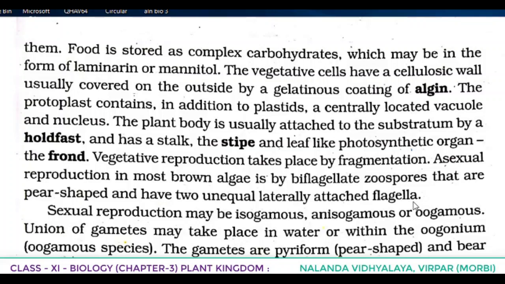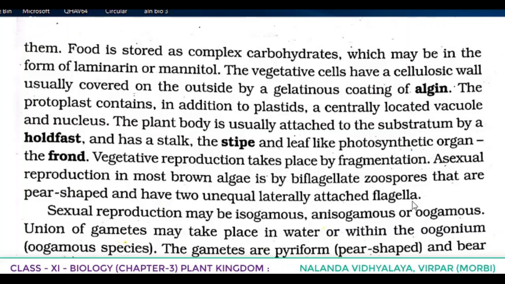Then regarding the pigment, the very important point: what are the pigments present in them? Chlorophyll a, c, carotenoids and xanthophyll. And we told that they vary in color from olive green to various shades of brown because of the amount of the pigment fucoxanthin, otherwise a xanthophyll pigment, present in them. And food storage. Food is stored as complex carbohydrates, which may be in the form of laminarin or mannitol.